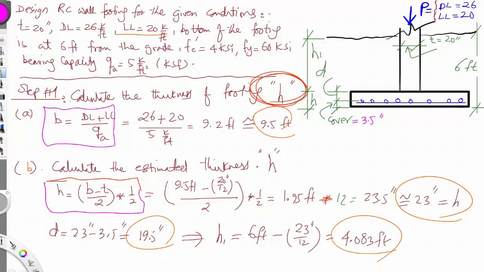So I got these values all. So I can update this one, which is equal to 4.083 feet, and this is equal to 23 inches. So that is step number 1. So I got the values of the H. Now let's go to another page.